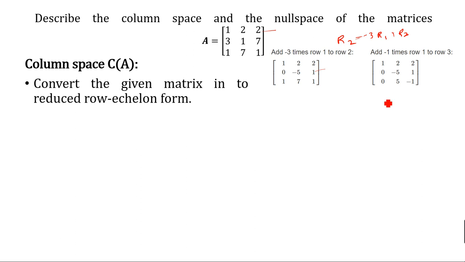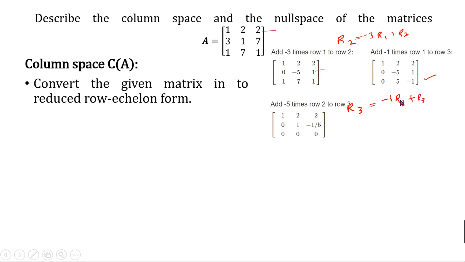Next is add minus 1 times R1 to R3. That gives an R3 row here. R3 is equal to minus 1 times R1 plus R3. Do this operation. What will we get? Minus 1 into minus 1 plus 1, it is 0. Next, minus 1 is multiplied to 2, it is minus 2. Minus 2 plus 5, it is 3. Minus 2 plus 1, it is minus 1. Alright.